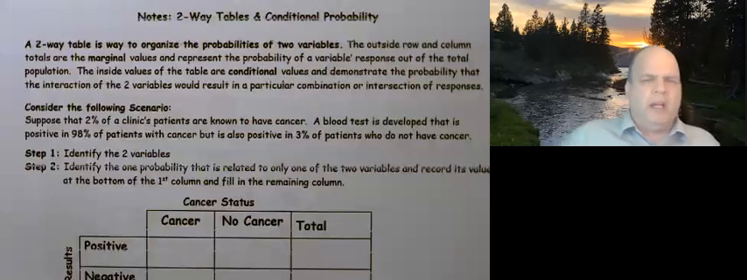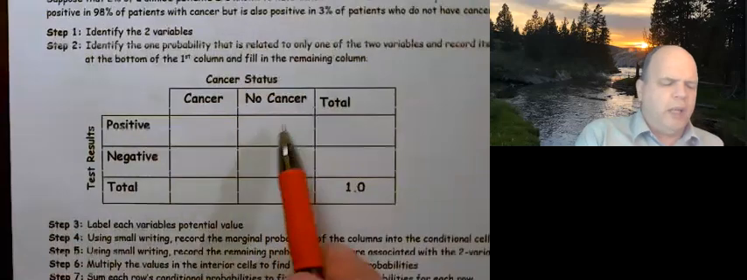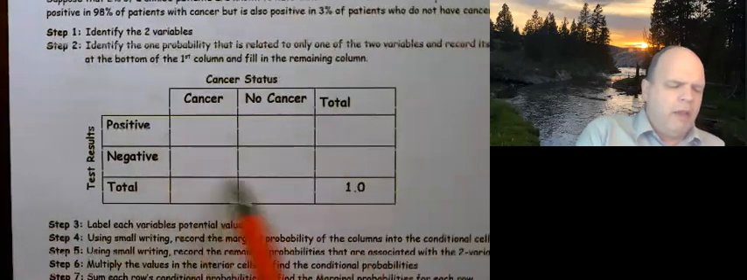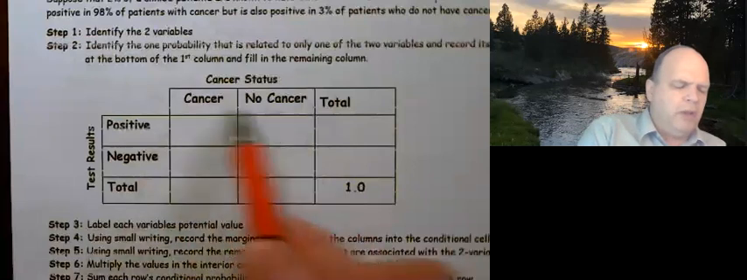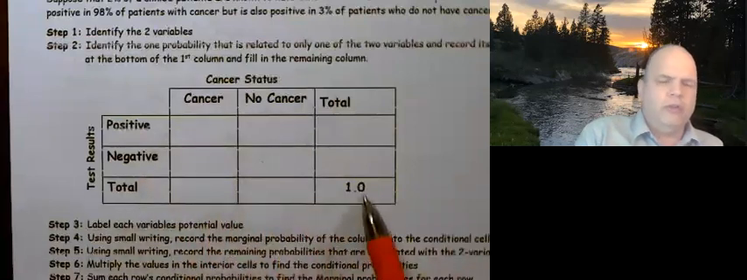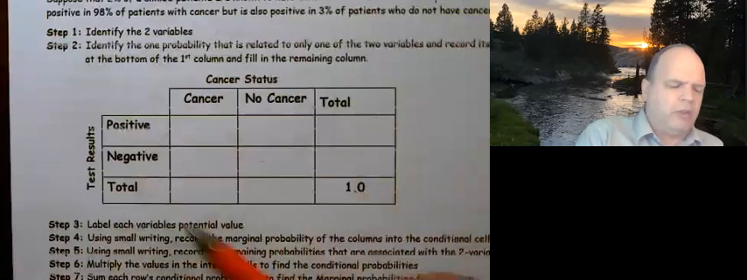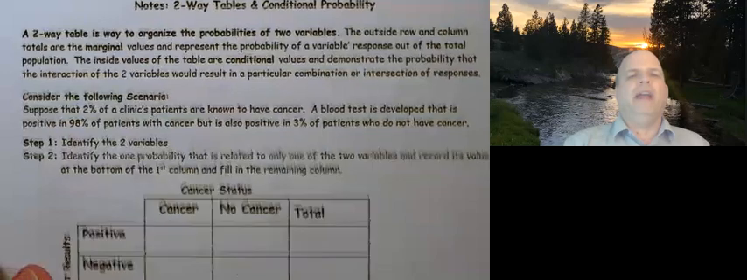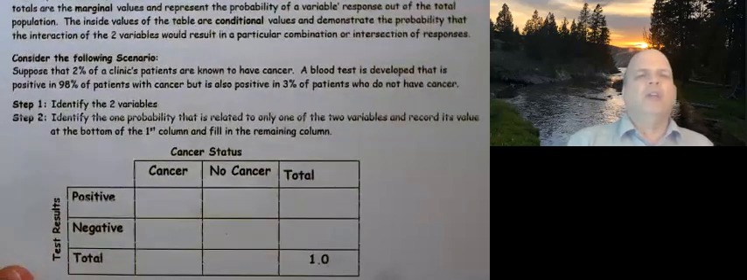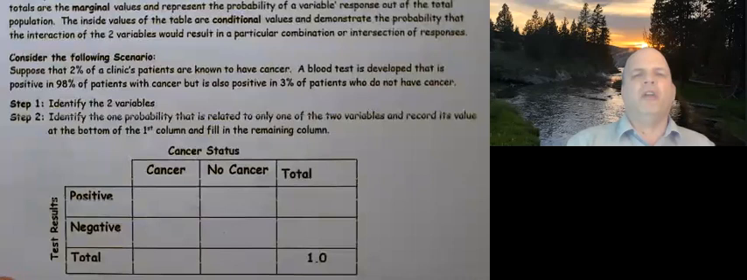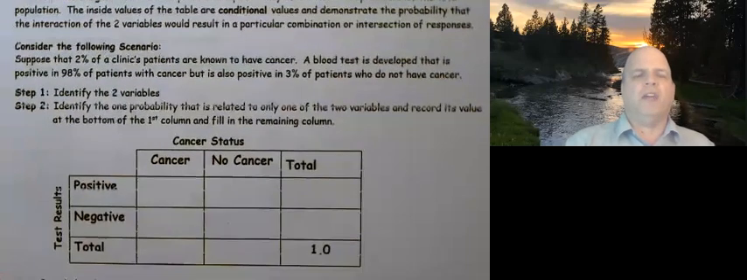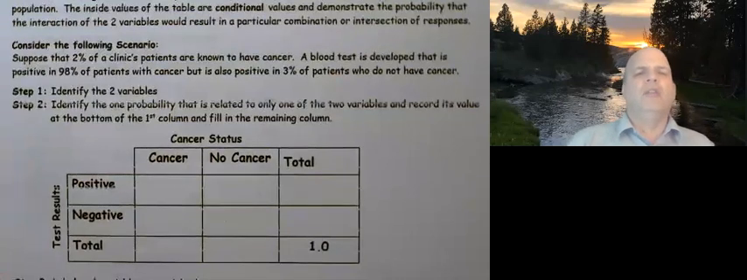As you remember, or may not remember, when we talked about two-way tables before, the numbers inside the middle of the table are the conditionals. This is the total. The numbers on the outside are the marginal probabilities, okay? So let's start with a scenario. Consider that 2% of the patients are known to have cancer. A blood test is developed that is positive in 98% with cancer, but also positive in 3% of patients who do not have cancer. So identify the two variables.